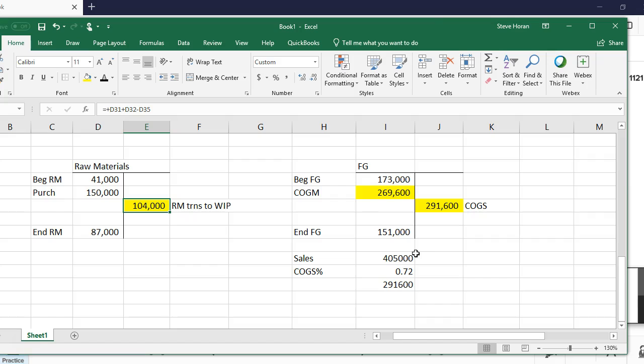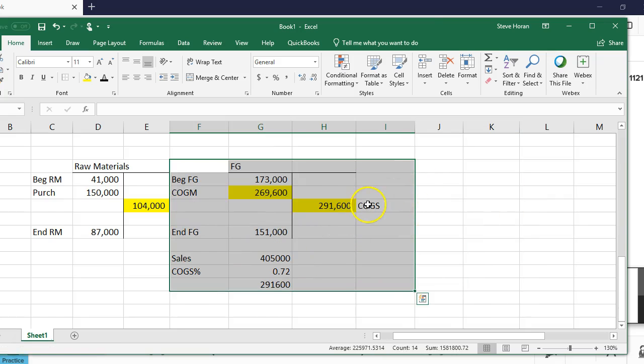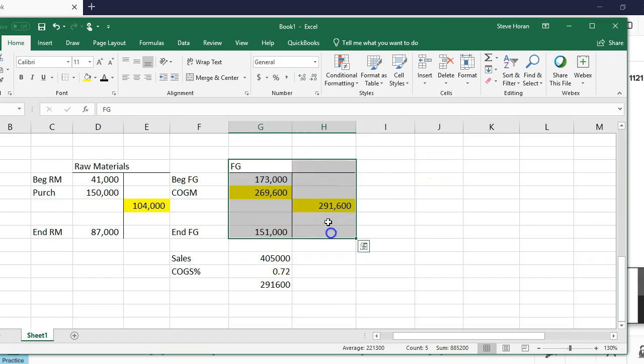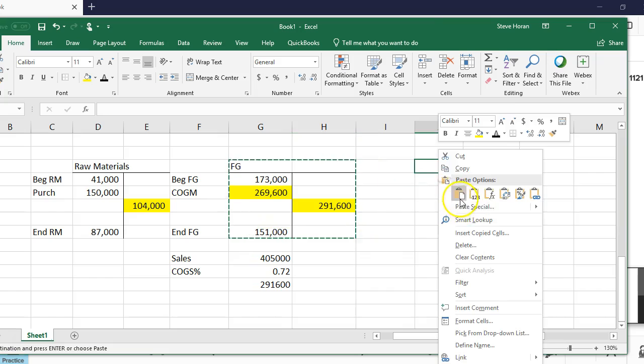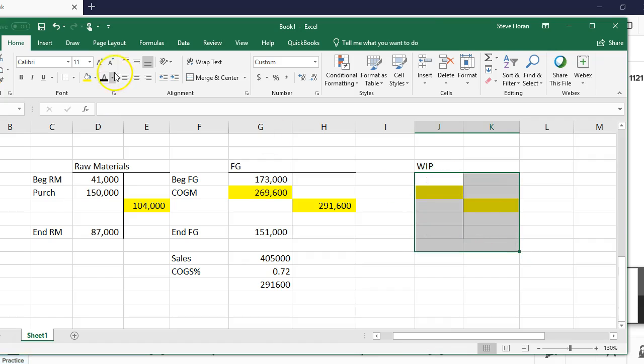Now that we've got those, we can back into work in process. I like to get this all in one section, so I'm going to move this stuff over. Okay, let's do that right here. I'm just going to copy and paste this over. This is WIP. Let me get rid of these numbers, and those. Okay, so kind of the same story. We've got a beginning number.